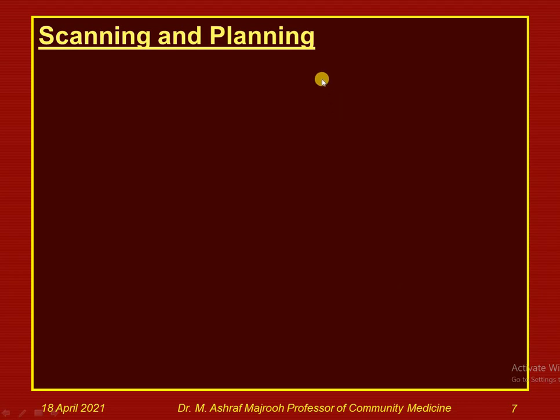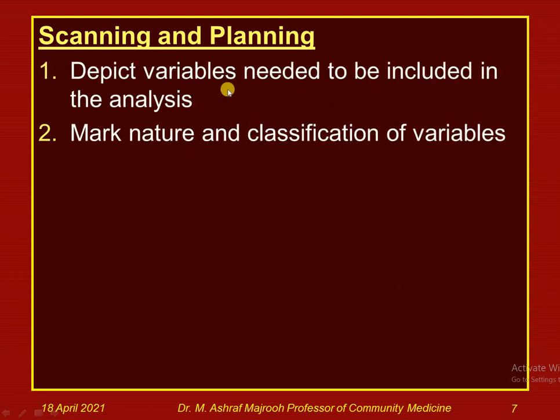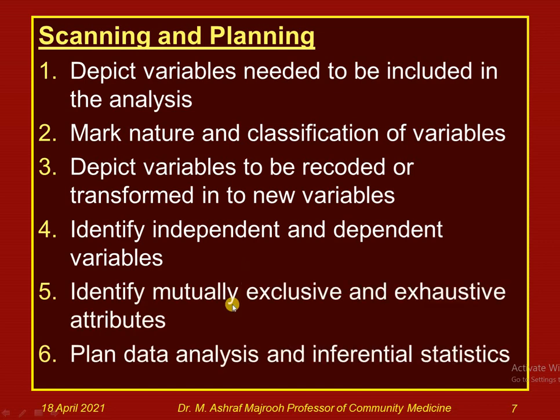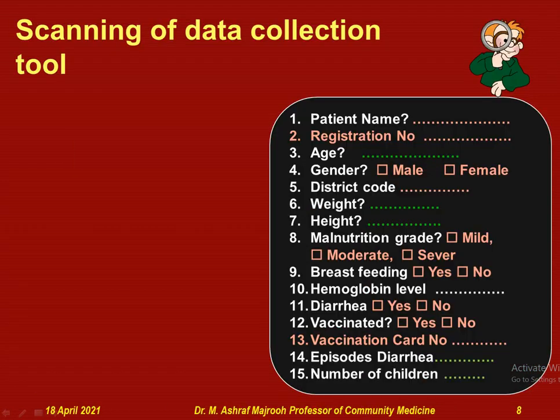Now, scanning and planning. Scanning and planning is done to depict the variables needed to be included in the data analysis, mark the nature and classification of the variables, depict the variables to be recoded or transformed into new variables, and identify independent and dependent variables. Identify mutually exclusive and exhaustive attributes. Plan the data analysis and inferential statistics. So this is the scanning and planning step.